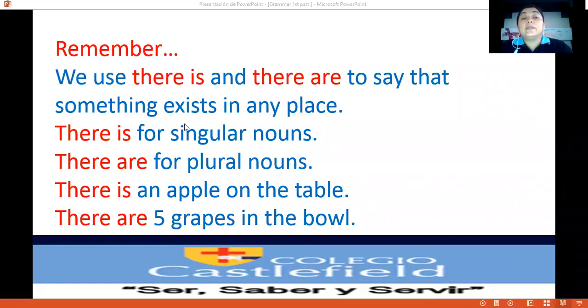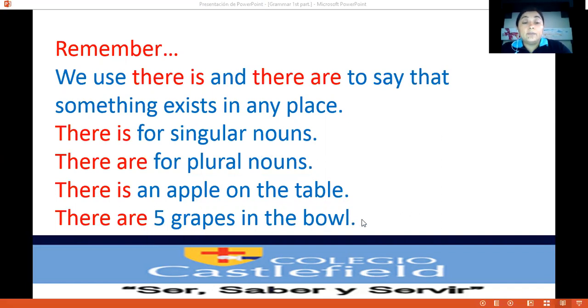Okay. Remember that we use there is and there are to say that something exists in a place. We are going to use there is for singular nouns, for one. And we are going to use there are for plural nouns, two or more. There is an apple on the table. Hay una manzana sobre la mesa. This is the singular way. There are 5 grapes in the bowl.